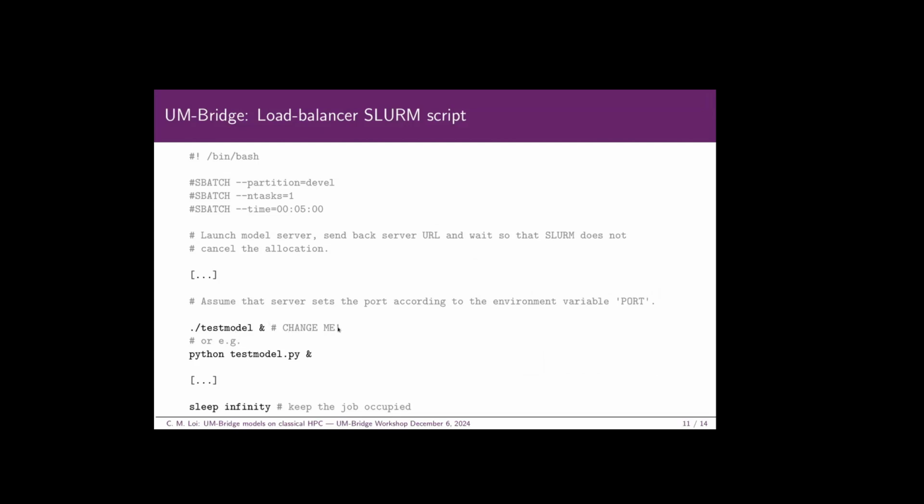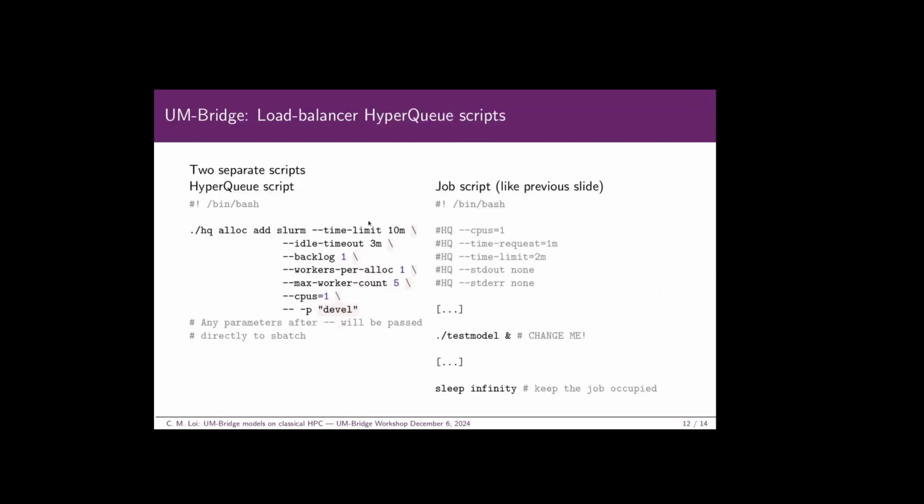And here is the HyperQ version. In addition to the Slurm script, we have another hypercube server script where you specify the resources that you want to request from Slurm. So here we request a time limit for the server and an idle timeout, where if there's nothing going on after 3 minutes, the server shuts itself down. And anything after this double dash is passed on to Slurm directly.